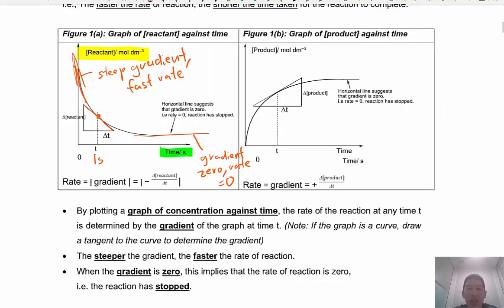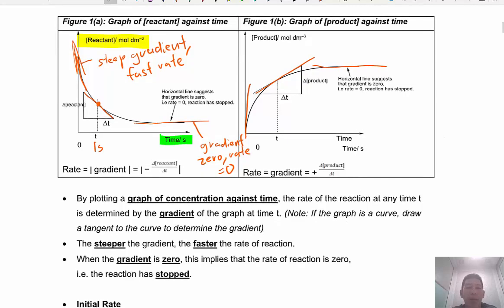Now let's take a look at product. Same thing. At the beginning, if the reactant is reacting very fast to produce the product, of course the formation of product will be fast as well. So that's why over here, again, you have a very steep rate. Then halfway through the reaction, the rate will be slower. Then, at the end of the reaction, it is 0. So the reaction has ended. So I want you to understand that this is how we find rate using a graph.